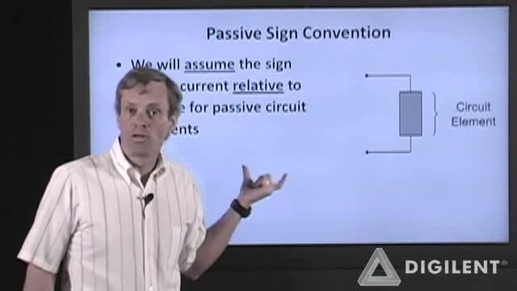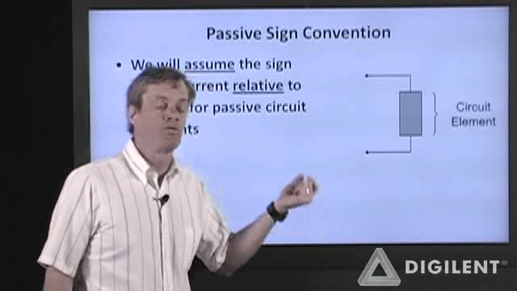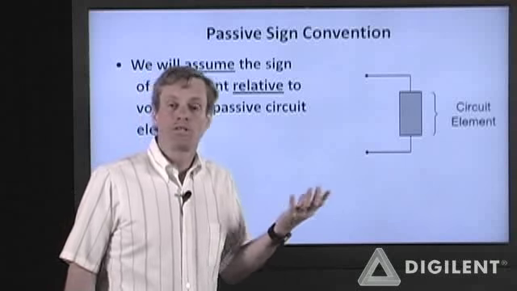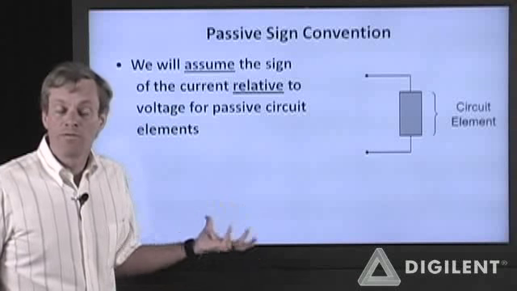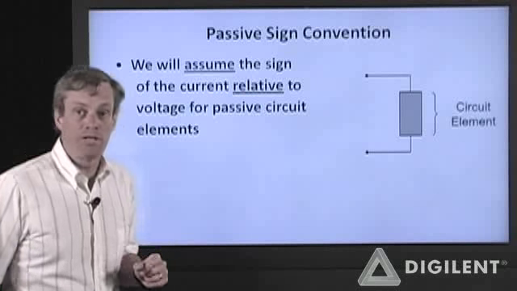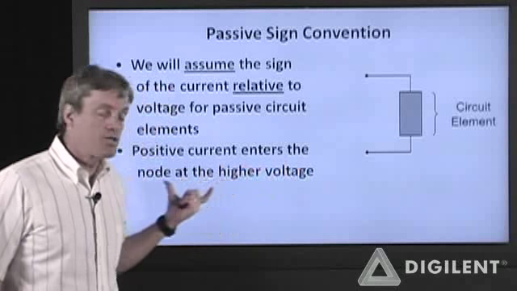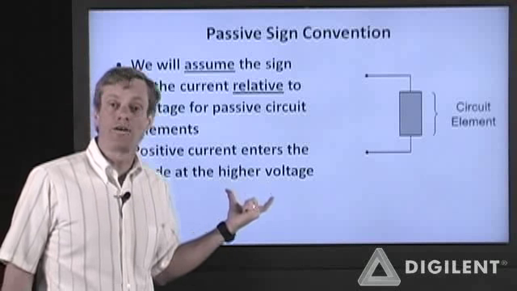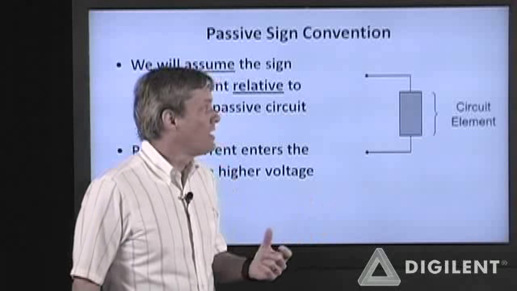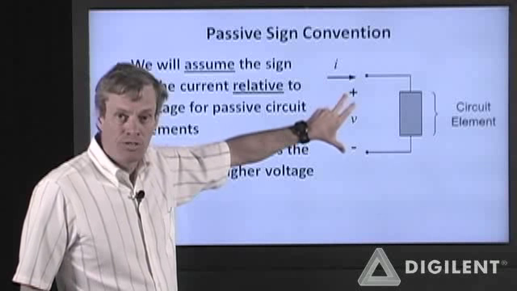Individually, we can make the current direction any direction we want it to be, but once we've chosen that current direction, we must be consistent with our assumed voltage polarity. Likewise, we could assume a voltage polarity. Once we've done that, though, our current direction must agree with that voltage polarity. The assumption that we must make is that positive current enters the node which is assumed to be at the higher voltage. For example, for this particular circuit element, if I assume this voltage polarity, the plus minus on the voltage gives me the polarity.